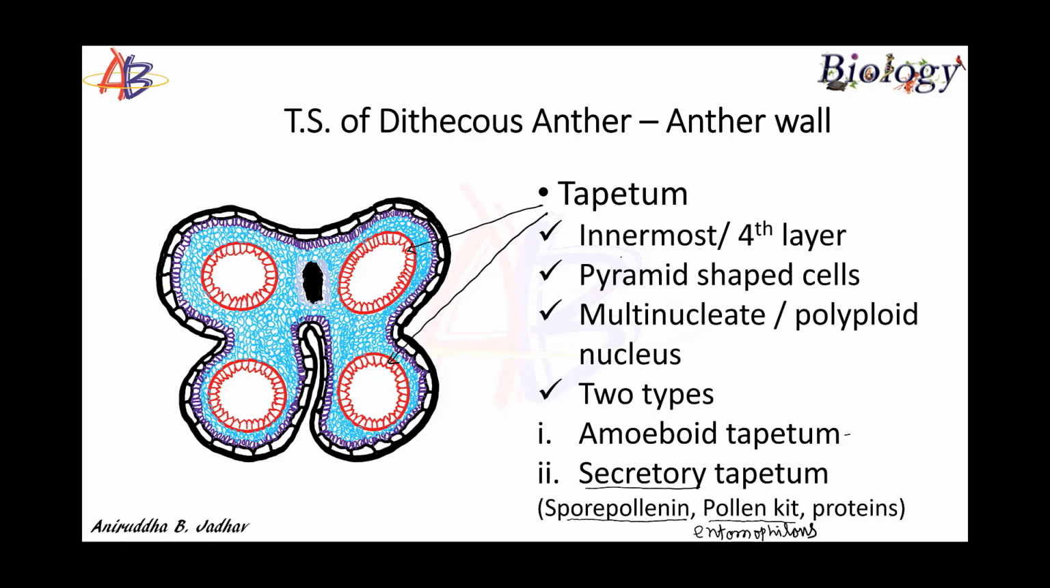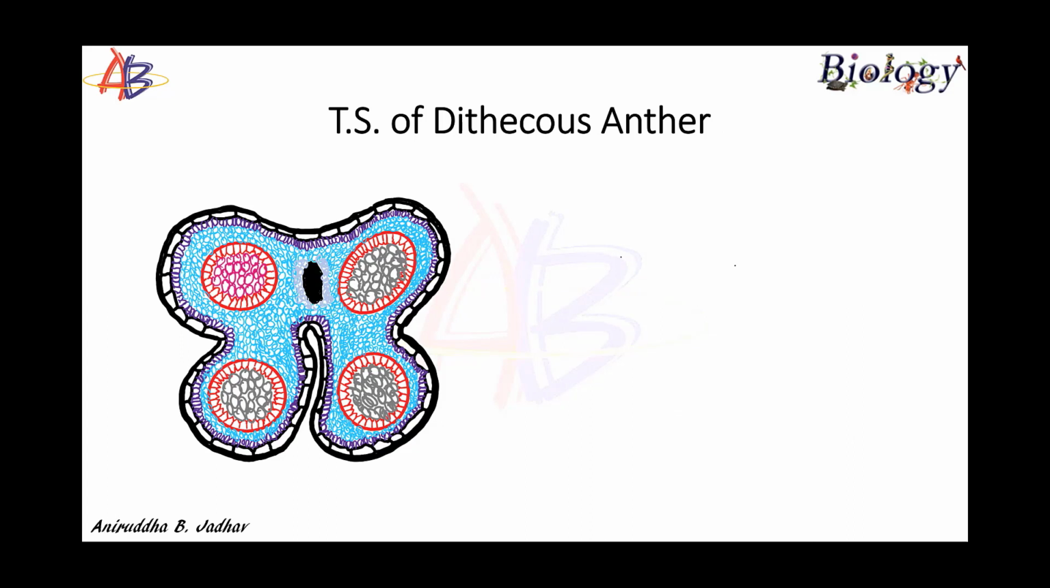So all these are the layers of anther wall, and now the next part in anther is pollen sac or pollen chamber. The pollen sac or pollen chamber is also referred to as microsporangium, as it is the main site where the microsporogenesis or microspore formation process takes place.